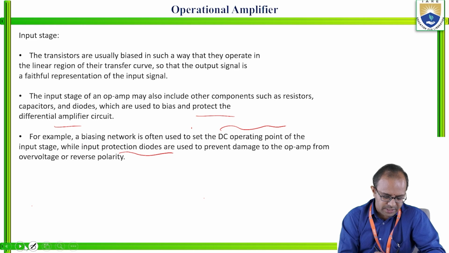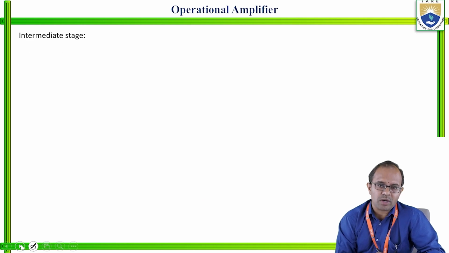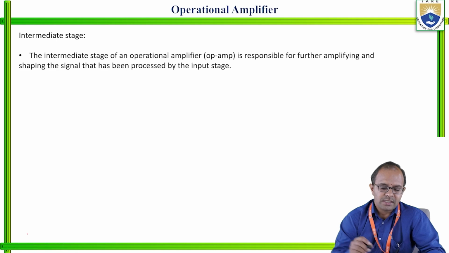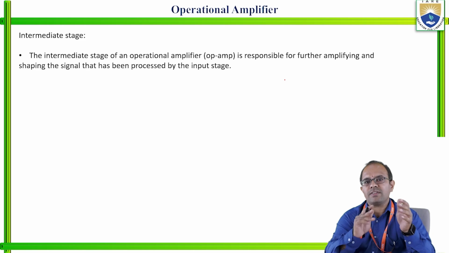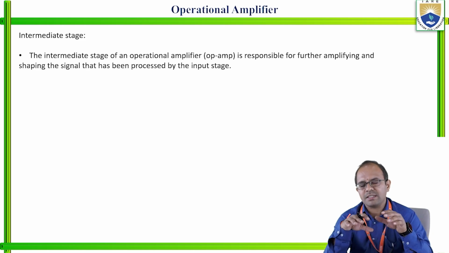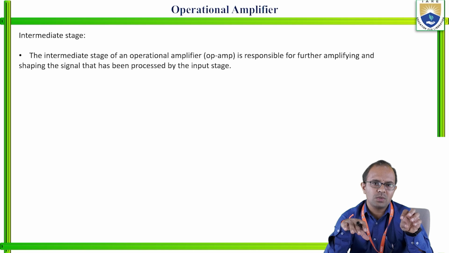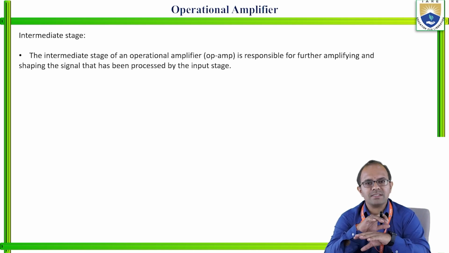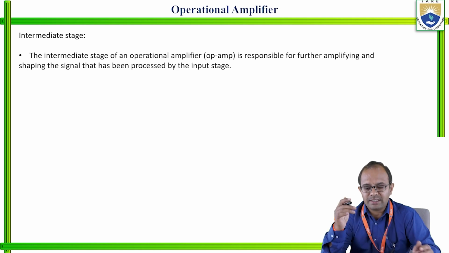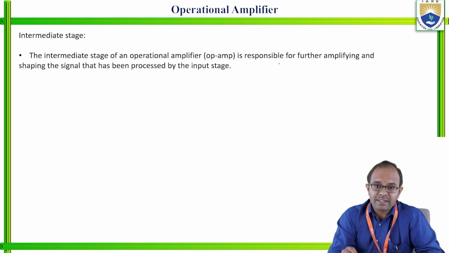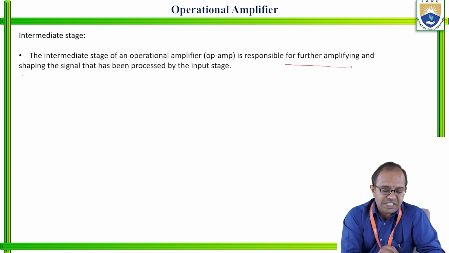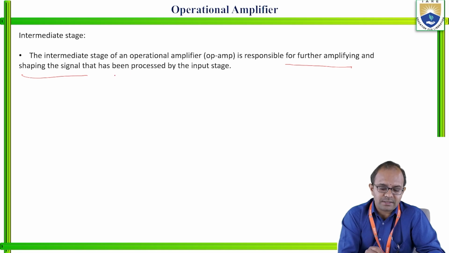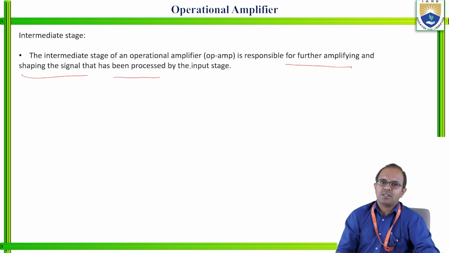Now coming to the next stage, what is the next stage in the block diagram? It is going to be the intermediate stage. The intermediate stage of the op-amp, what is its responsibility? We have seen the first stage. The first stage is nothing but the input stage. What will this stage do? This will receive the input signal and process the signal further. And coming to the intermediate stage, what is the responsibility? It is responsible for further amplifying and shaping the signal that has been processed by the input stage.